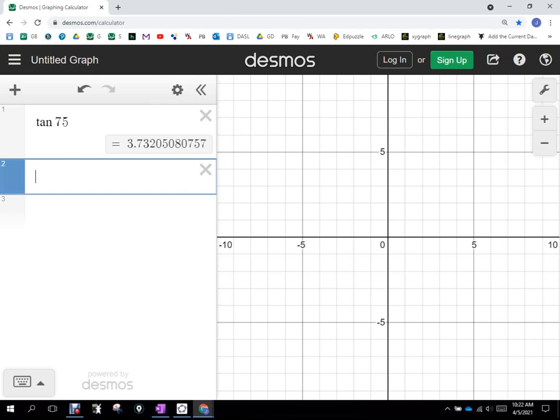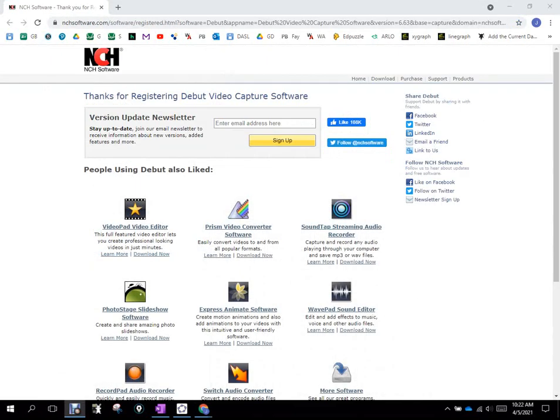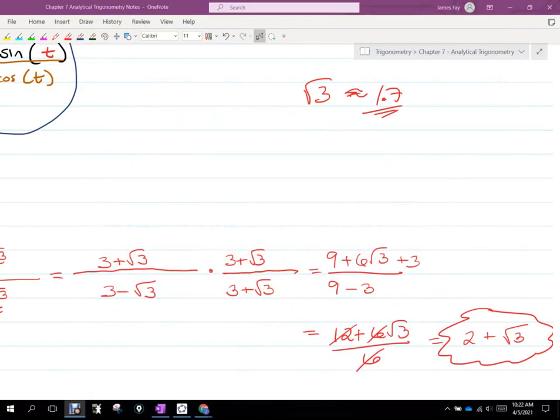But if we go through the process that we just went through, is 2 plus radical 3 the same thing? Yeah. So that's the purpose of these formulas, because they give us an exact value for these angles at 15 degrees and 75 degrees.